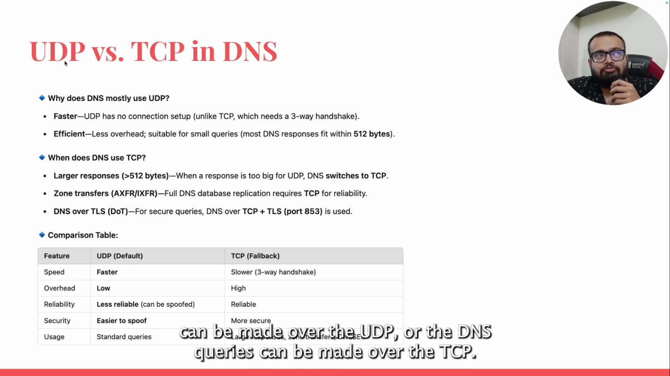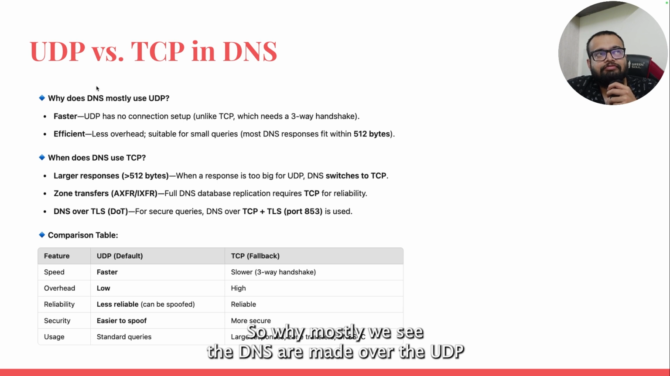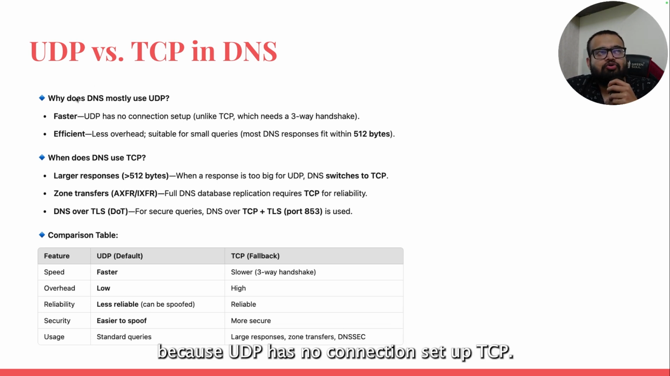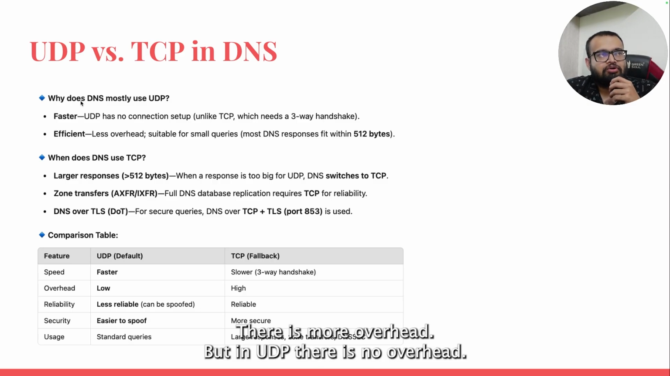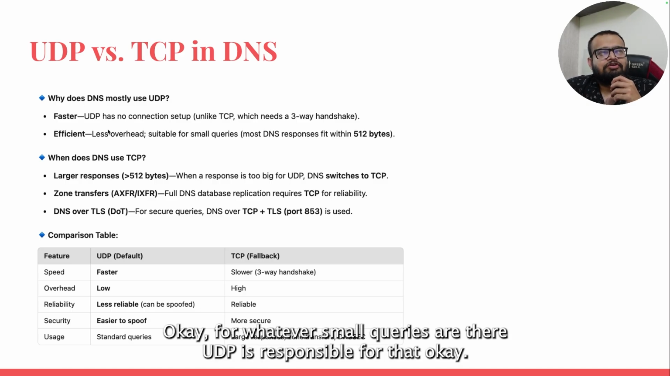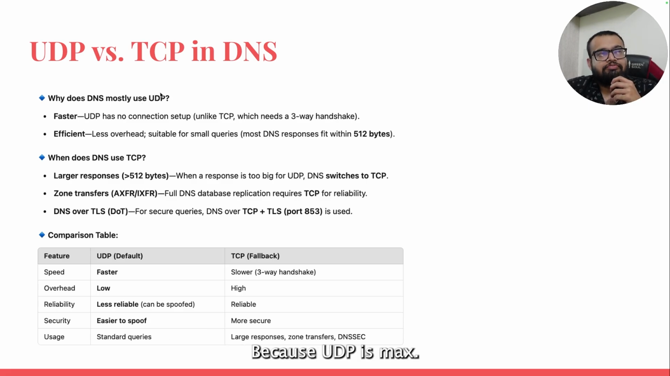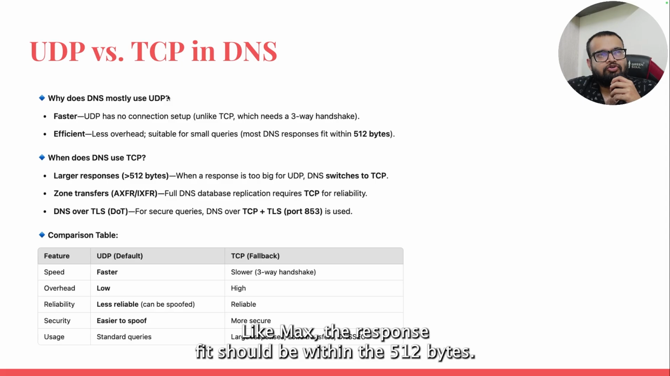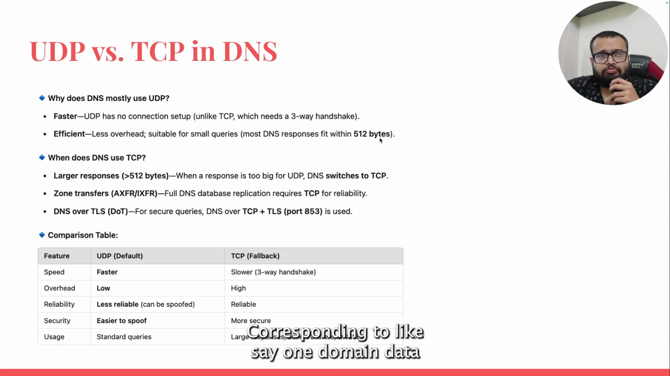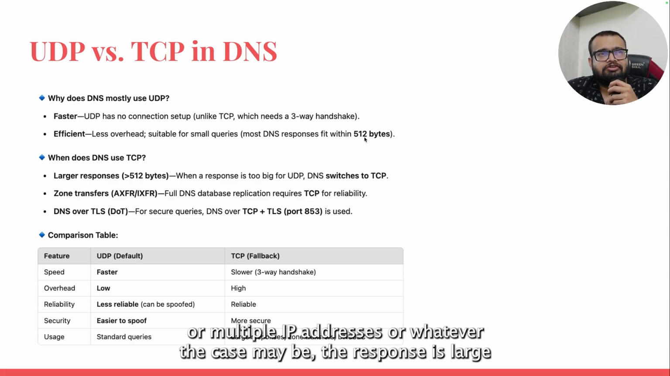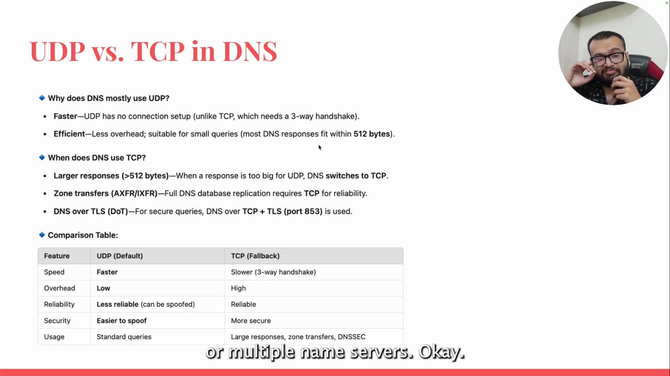DNS queries can be made over UDP, or DNS queries can be made over TCP. Why do we mostly see DNS queries made over UDP? Because UDP has no connection setup. TCP needs a three-way handshake, which is costly and has more overhead, but in UDP there is no overhead. For small queries, UDP is responsible, because UDP's maximum response should fit within 512 bytes. If you have many responses, say one domain has multiple IP addresses or whatever the case may be, the response is large, or there are multiple name servers.